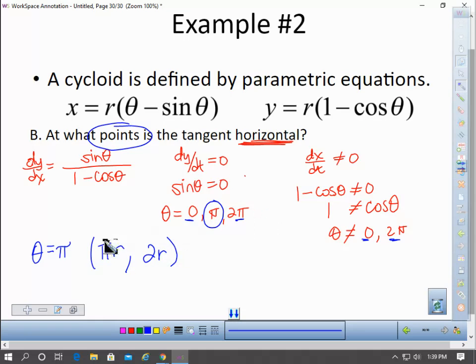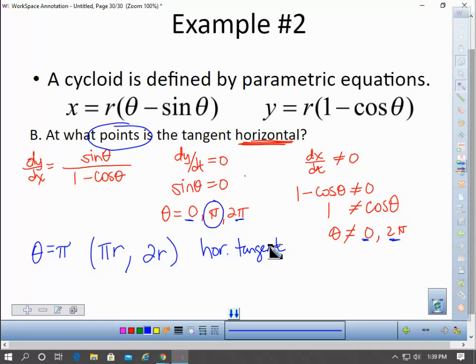So all I did was I took my answer, theta is pi, and I put it into my equations for x and y, and I calculated my answer. So this one gave me pi times r because the sine of pi is 0, and this one's going to give me 2 r's because the cosine of pi is -1, so 1 minus -1 becomes 1 plus 1, so that gave me 2r. So this is the point where theta is pi, where we have a horizontal tangent. So that's the answer for that one.